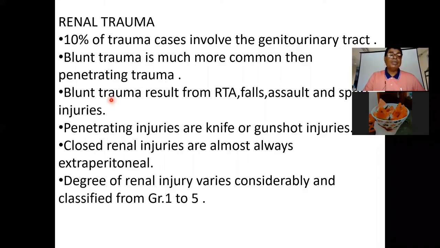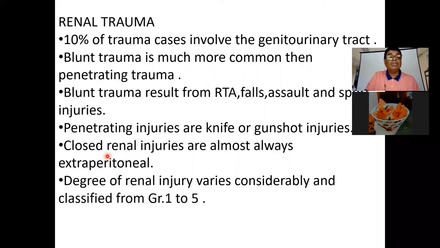And how does this blunt trauma occur? It occurs following a road traffic accident. There may be renal trauma following a fall, maybe following assault or sports injuries, and all these things will lead to blunt trauma and injury to the kidney. Penetrating injuries are usually knife or gunshot injuries.